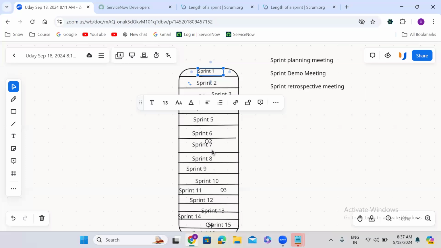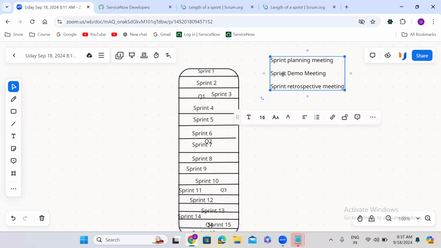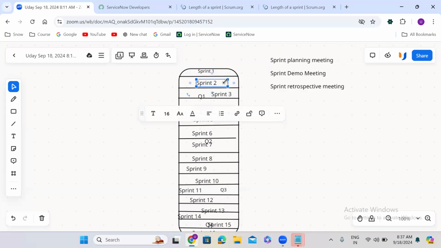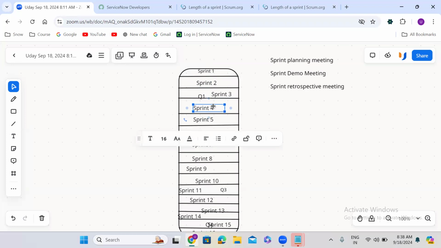So that means 16 sprints, 16 times 3, 48 meetings are there. There will be 48 meetings. The sprint planning meeting will happen before the beginning of the sprint, then the demo meeting and the sprint retrospective meeting. When sprint 2 has started, sprint planning meeting, demo meeting, retrospective meeting. When sprint 3 started, the same. When sprint 4 started, these three meetings will happen.